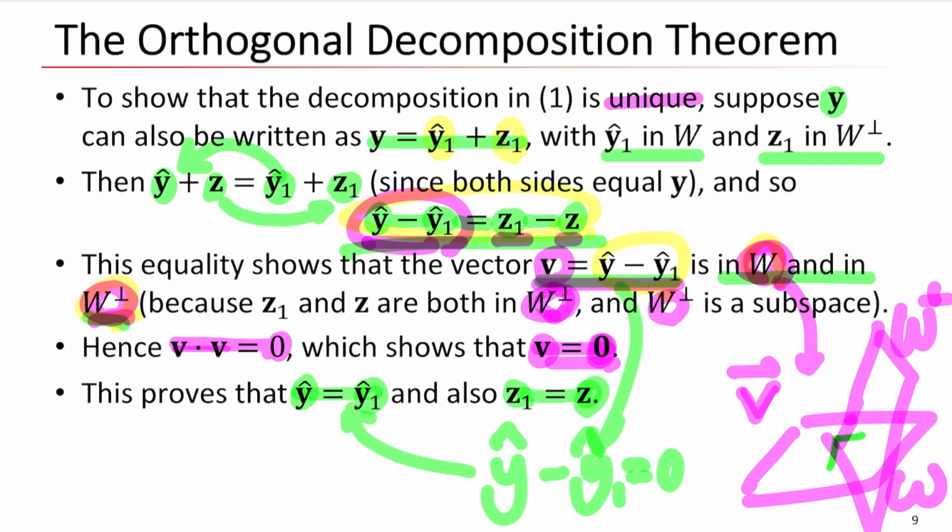So we can take the inner product of the vector v with itself, which is equal to 0, right? So in this case, vector v should be the 0 vector, right? So finally this proves that y hat is equal to y hat 1 and z1 is equal to z. So in other words, there is only a unique decomposition as y hat plus z, right? So this is the proof of the orthogonal decomposition theorem, right?